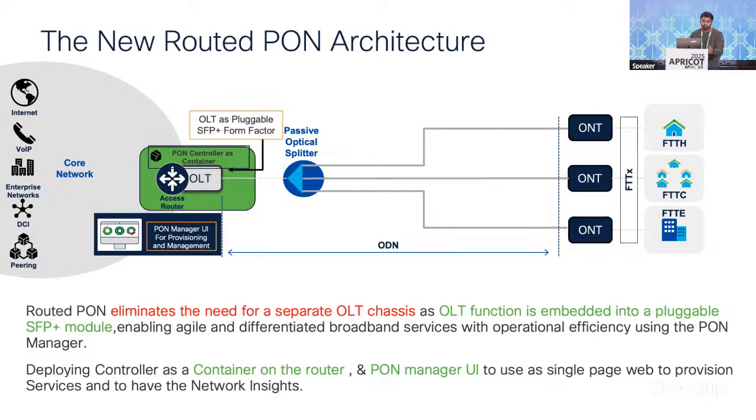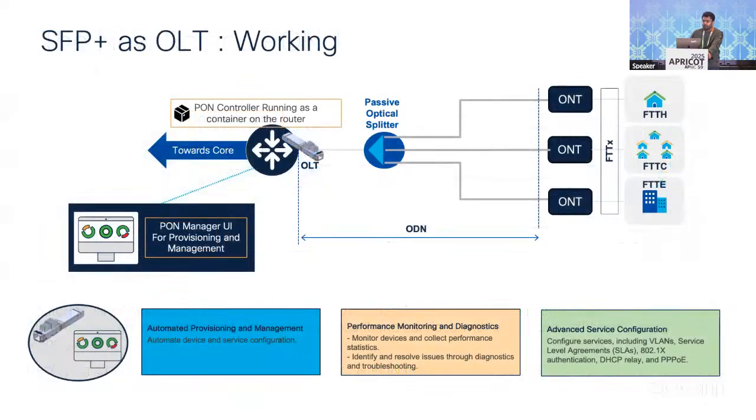So all the service provisioning, without using the CLI and all that, you can directly go into a PON manager and provision the services for your customer. Eliminating the need for a separate OLT chassis is one benefit, and the functionality is on top of the SFP module. So how does it work?